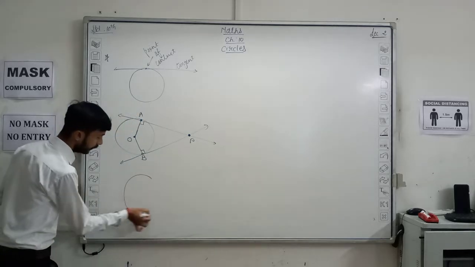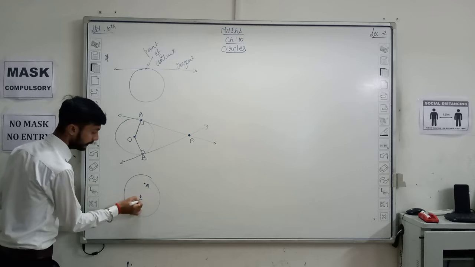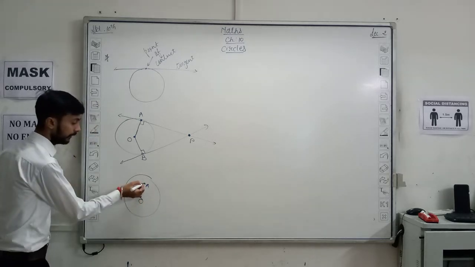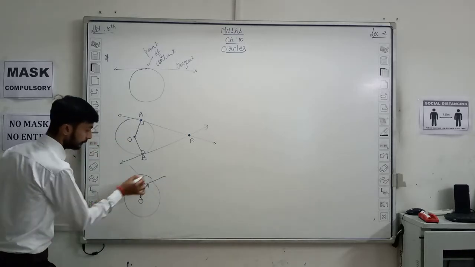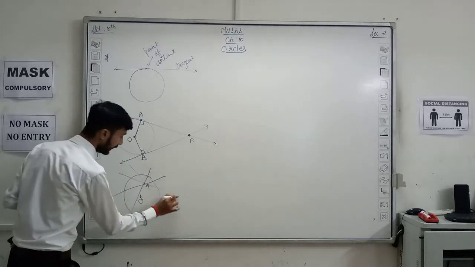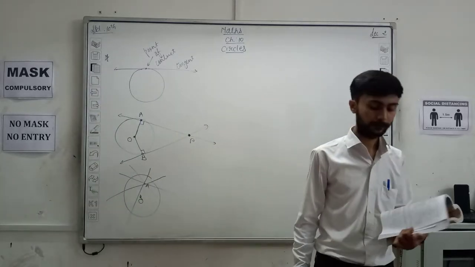If there is a point inside the circle, suppose this is point A and O is the center, then for any point A inside the circle, you can see there are infinitely many lines which pass through it.